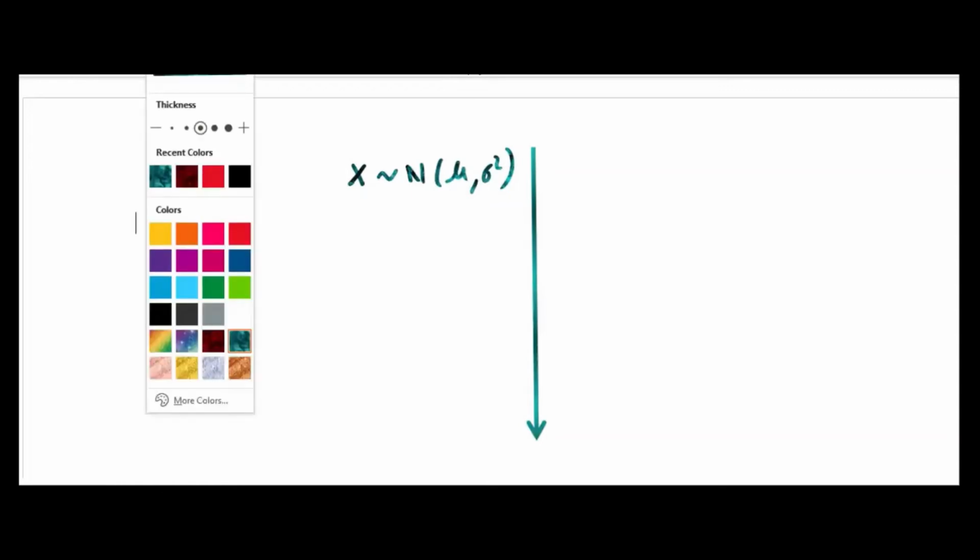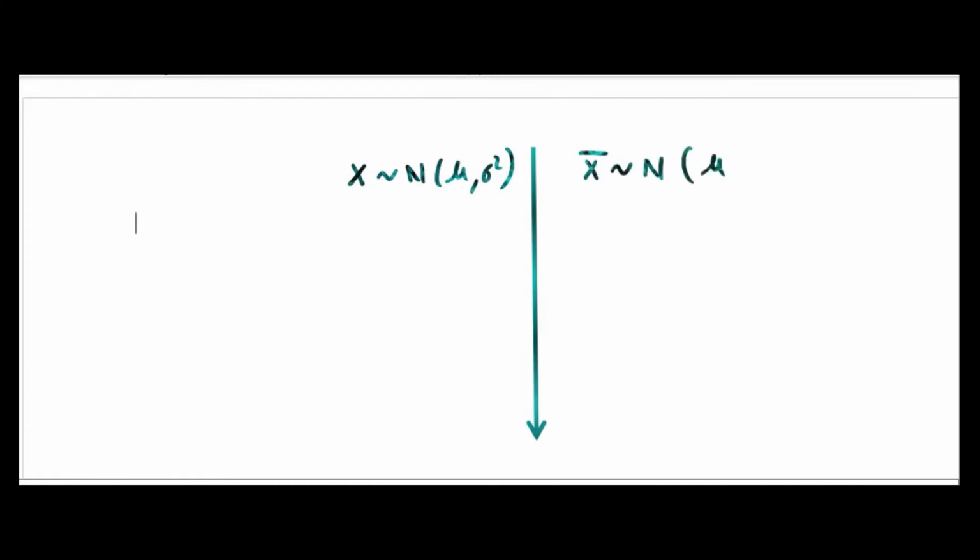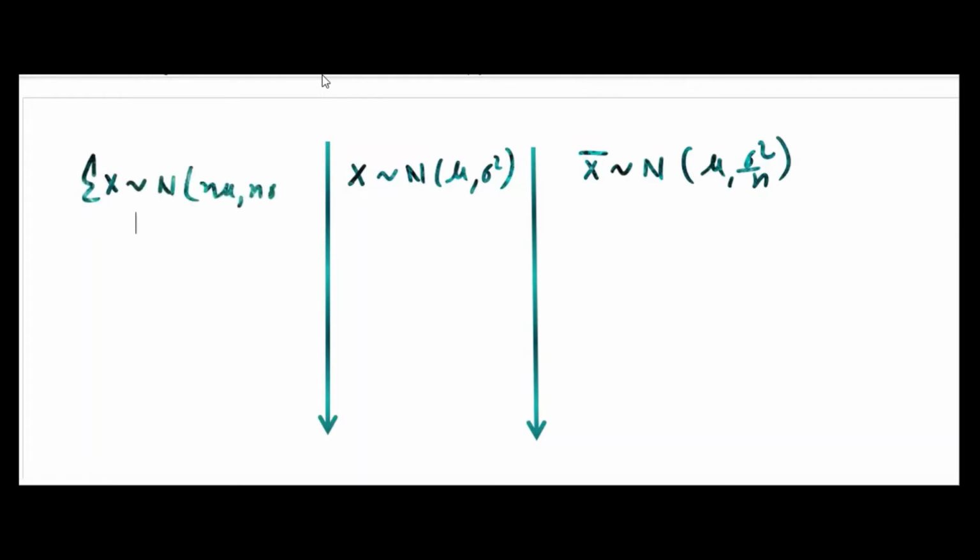We write x follows normal mu sigma square. And let me write x bar follows normal mu sigma square by n. Even I can introduce another one, which follows normal n mu, n sigma square. Now we standardize this one, how we write: x minus mu divided by sigma follows normal 0, 1. That is the standard normal distribution. Then we say z follows normal 0, 1.